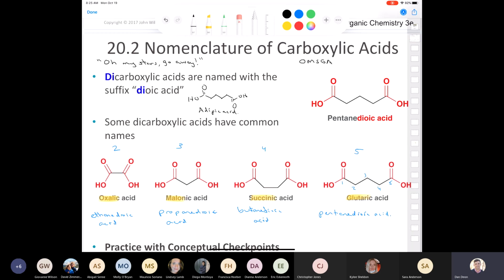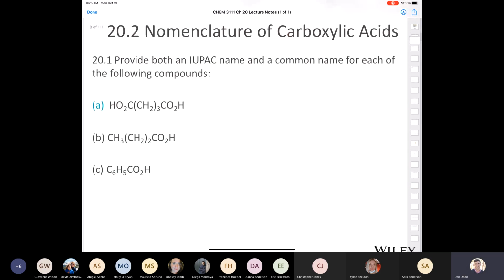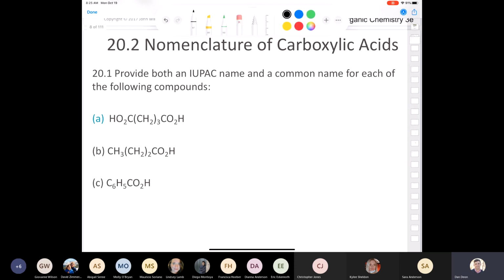So there are the common and IUPAC names for dicarboxylic acids. Remember that the ones that I have highlighted in yellow are common. Okay, these are common down here, and these would be systematic, or as I like to refer to them, IUPAC. Okay, there we go. Well, with that in mind, let's see if we can name some carboxylic acids, some dicarboxylic acids, and we have some monocarboxylic acids here.